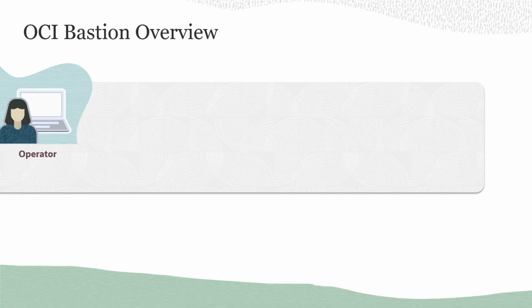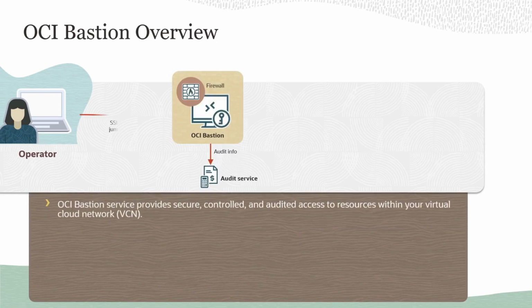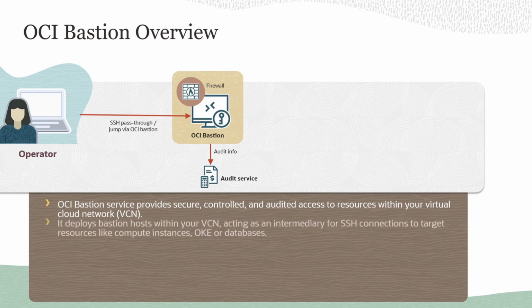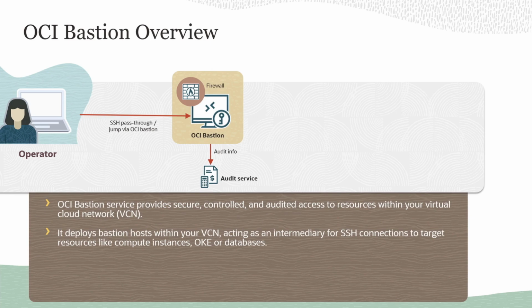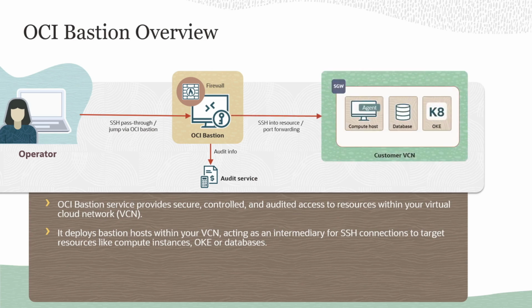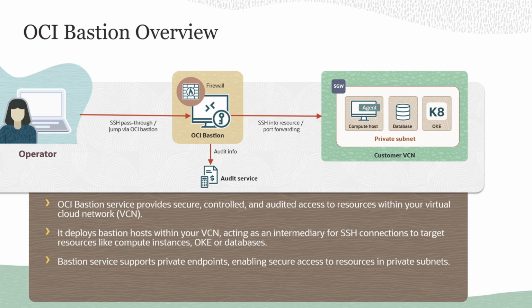This service is designed to provide a secure, controlled, and audited gateway to resources within your virtual cloud network. How does it work? OCI Bastion deploys Bastion hosts directly within your VCN. These hosts act as intermediaries, facilitating SSH connection to target resources such as compute instances, container engine for Kubernetes clusters, or databases.